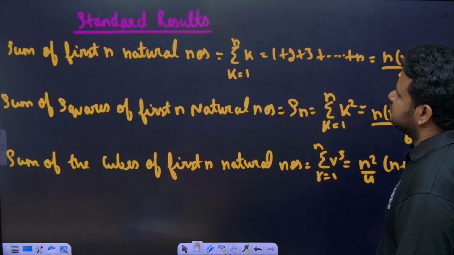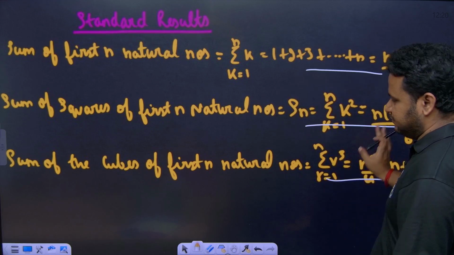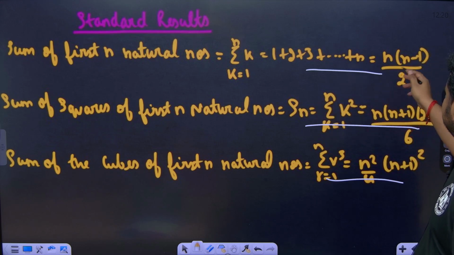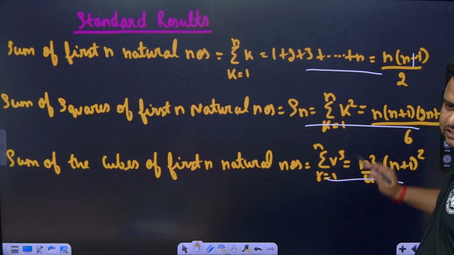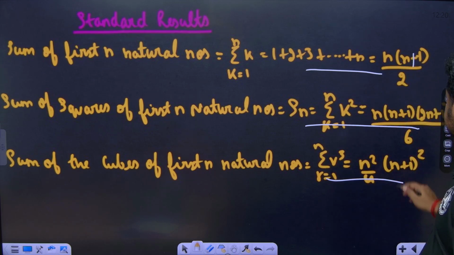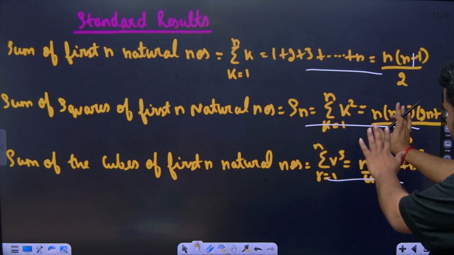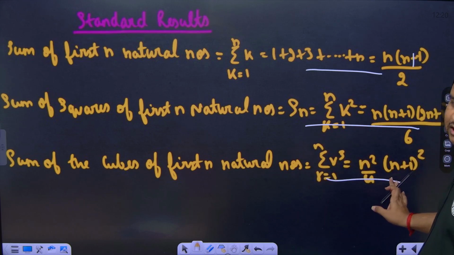Okay. Now standard results. The standard results you will get in the notes, nothing to worry, this much is enough. This you have to remember. 1 plus 2 up to n, the sum of the first n natural numbers, is n into (n plus 1) by 2. This is not minus. Okay, this is for the sum of first n natural numbers, sum of squares, sum of cubes. Please remember all this, very important. You have to remember. It will be used in so many other questions.